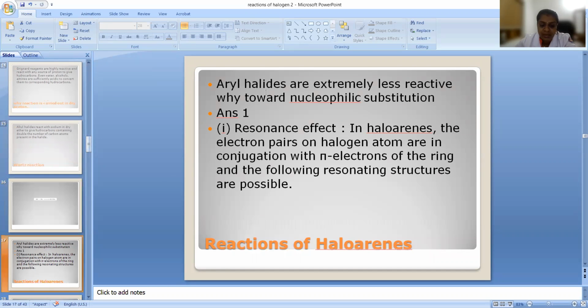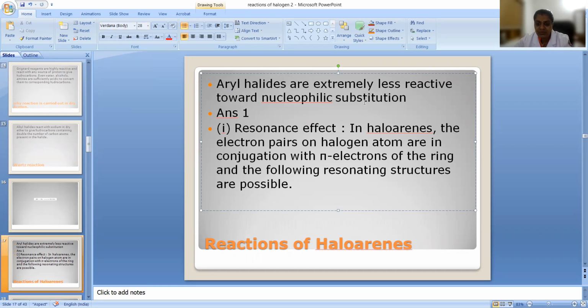Okay. Now, let us see the reactions of haloarenes. Haloarenes, aryl halides, are extremely less reactive towards nucleophilic substitution. What is the reason? They are less reactive towards nucleophilic substitution reactions. Very important question. Why? So we have 4 reasons for this. Actually, the aryl halides undergo resonance. Let us see how it is undergoing resonance.